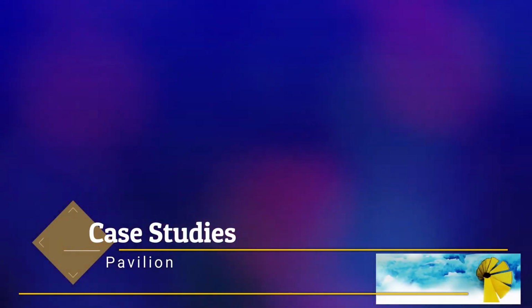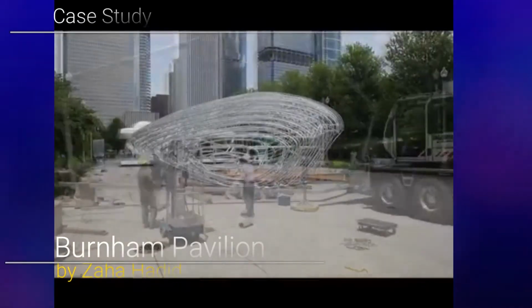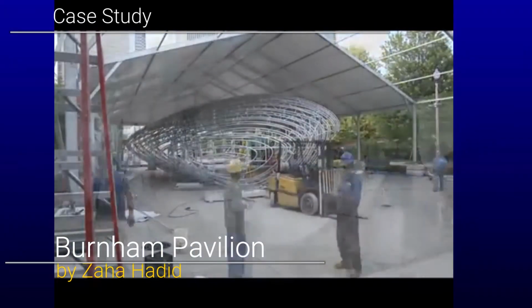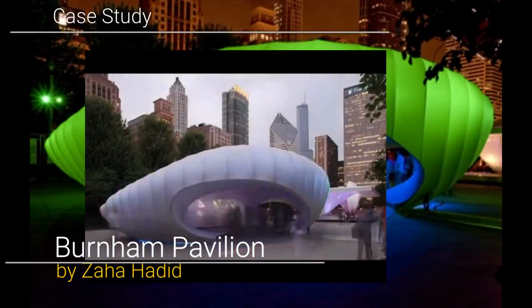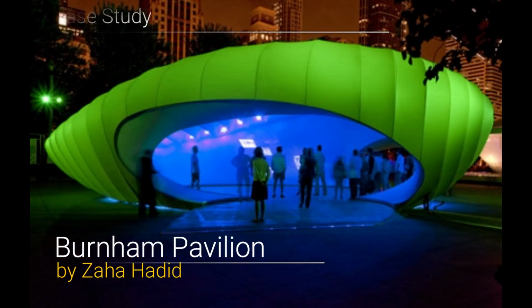The Burnham Pavilion was a public sculpture by Zaha Hadid in Millennium Park in Chicago, creating a fluid shape with a cavernous, hollow interior and a cocoon-like envelope. The Zaha Hadid Pavilion was built with recycled materials and lightweight structures.